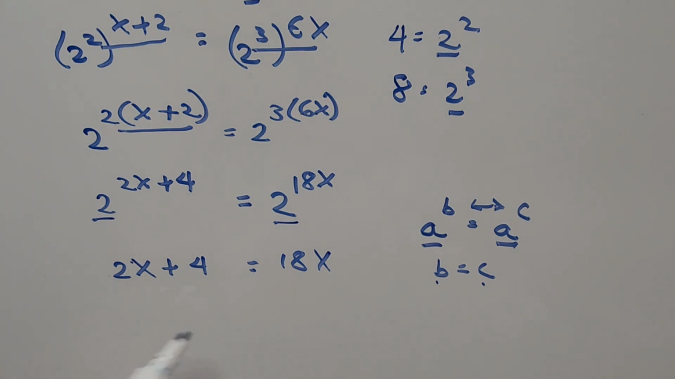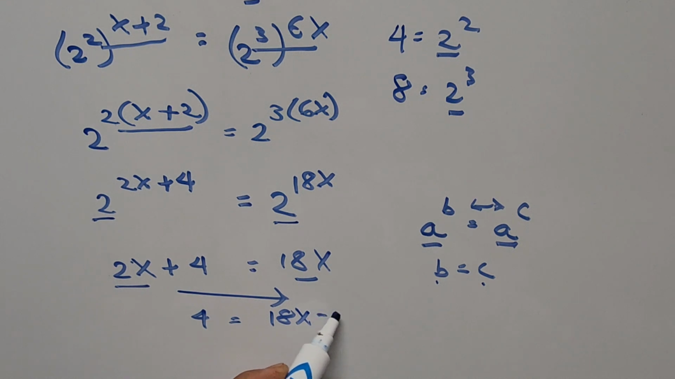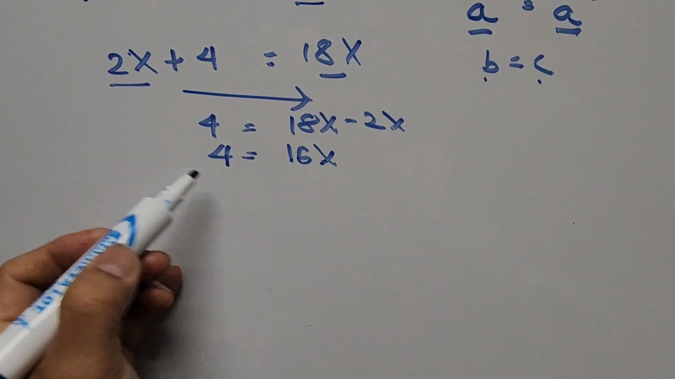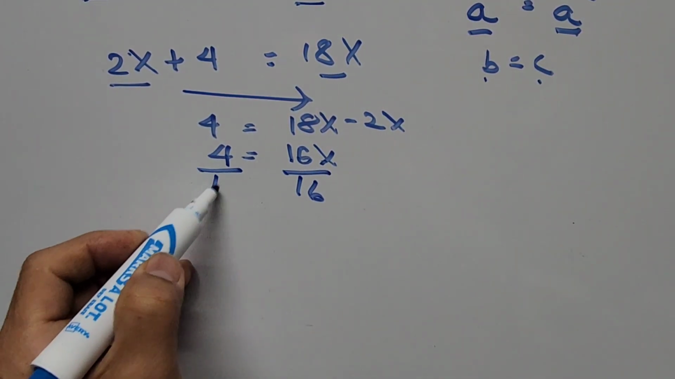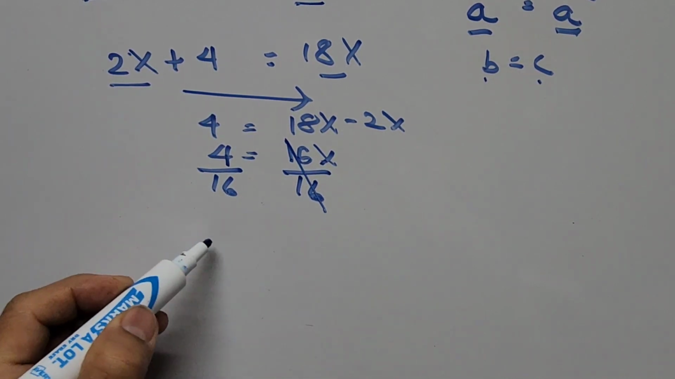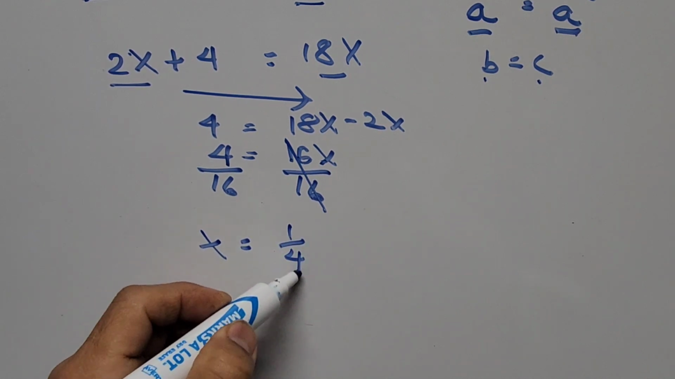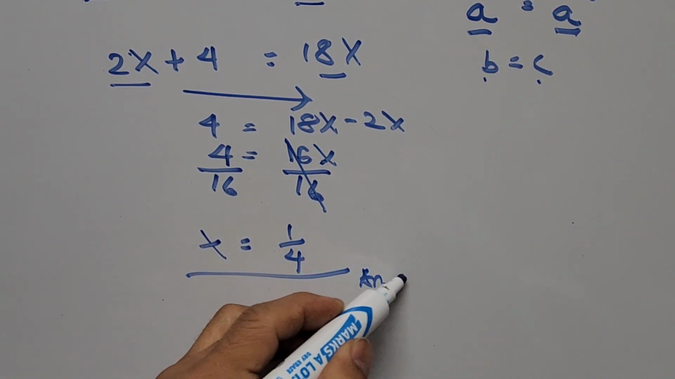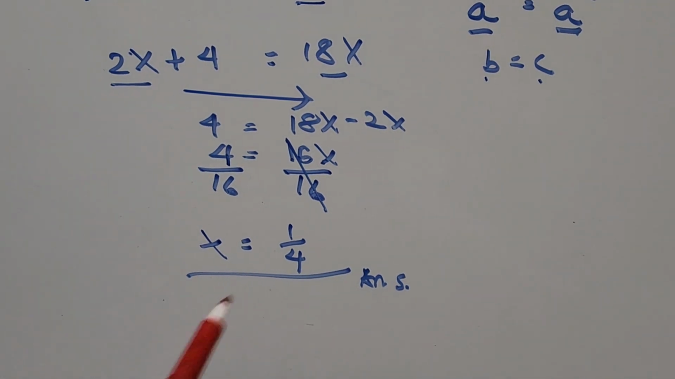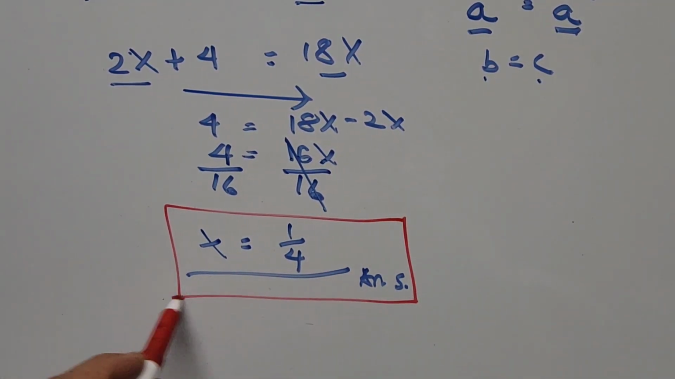Simplify this further, combining like terms. 2x to the right hand side, so now 4 is equal to 18x minus 2x. So in here, 16x equals 4. Find the value of x, divide by 16 both sides of the equation. So this is cancelled. So x is equal to 4 over 16, which is 1 over 4. That is our final answer. x is equal to 1/4.